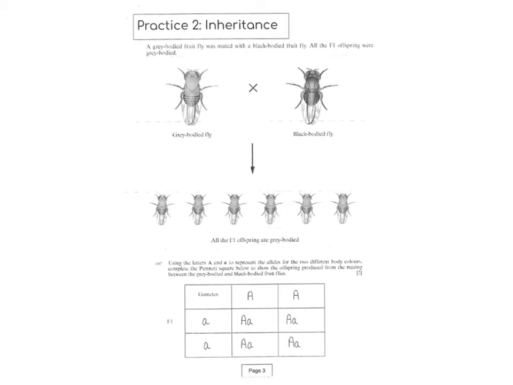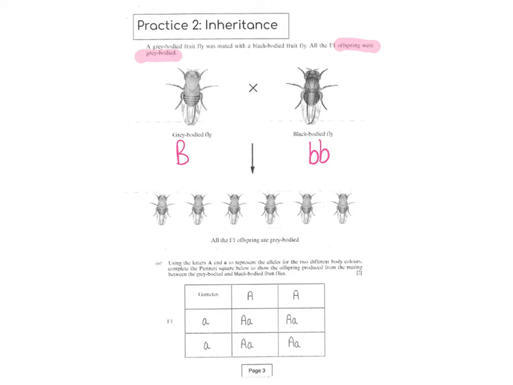Question two then, looking at our inheritance. So a grey-bodied fruit fly was mated with a black-bodied fruit fly. All of the F1 offspring were grey-bodied. So here, we are looking at the outcome of the children. So all of the offspring were grey-bodied. So they haven't told us in the question, but we know then that grey-bodied must be dominant and the black-bodied must be recessive. So we know straight away the black body fly must be little b, little b, okay?